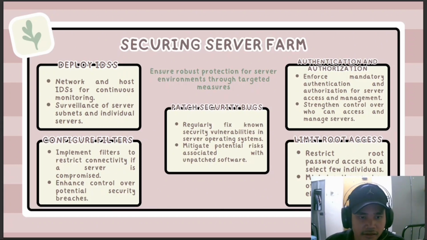Last but not least is limit root access. By minimizing the number of individuals with elevated privileges, we reduce the potential points of vulnerability. Limiting root access is a proactive measure to ensure that only those who absolutely need such high-level access have it.